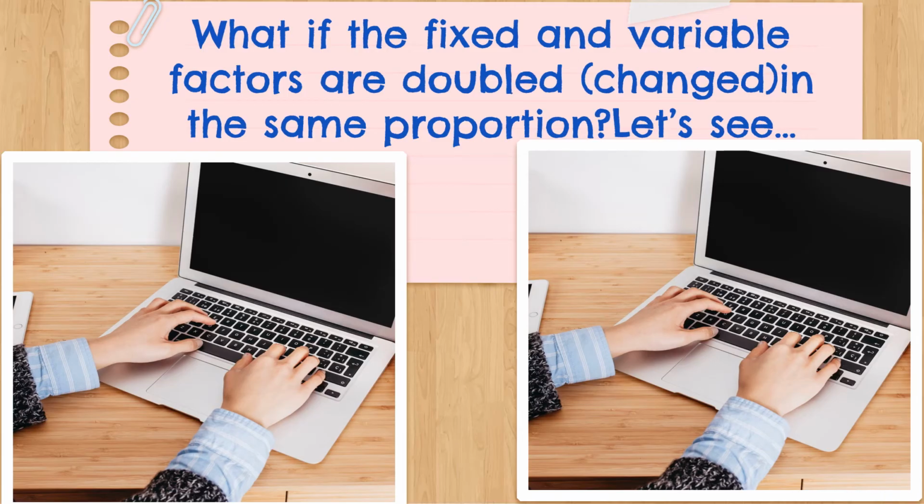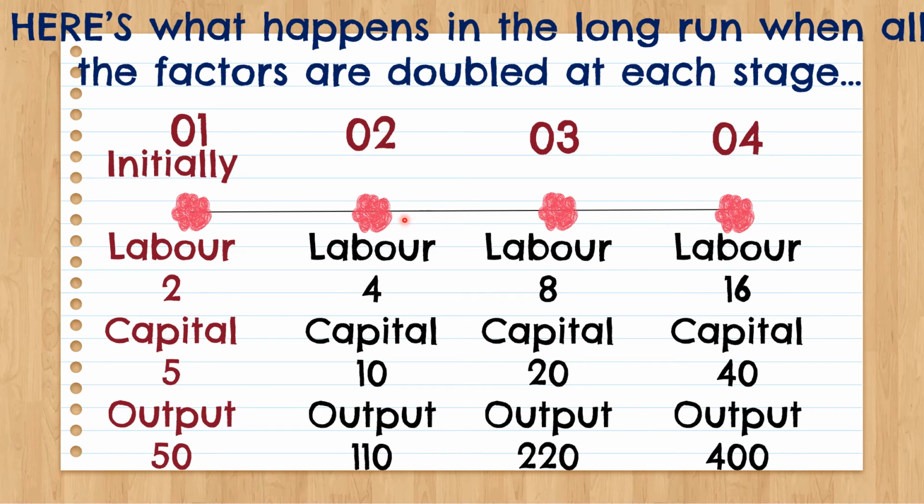Let us move on to the third part, where we are going to study the law of returns to scale, which is applicable to the long run. What if fixed and variable factors are doubled or changed in the same proportion? Let's see what happens. Here's what happens in the long run when all the factors are doubled at each stage. In the long run, we have long enough time to increase the scale of production. And when we increase the scale, we are changing both the variable and fixed factors in the same proportion.